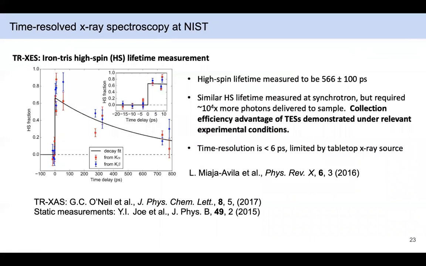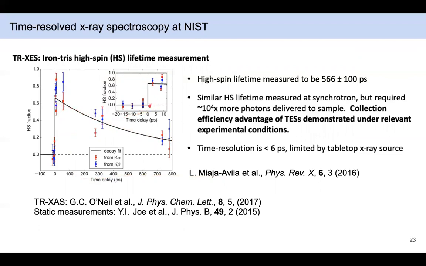So this is an example of a measurement that was made with this system. Materials with spin crossover complexes like iron tris bipyridine are of interest for applications like solar cells and memory storage. And an important property of spin crossover materials is the lifetime of the high spin state. So the pump laser is used to excite the iron tris, which then decays exponentially back to its low spin ground state. And we can measure that time evolution by making measurements of the K-alpha and K-beta spectral features with our TES. And we can do that for several different time delays between the pump and the X-ray probe.